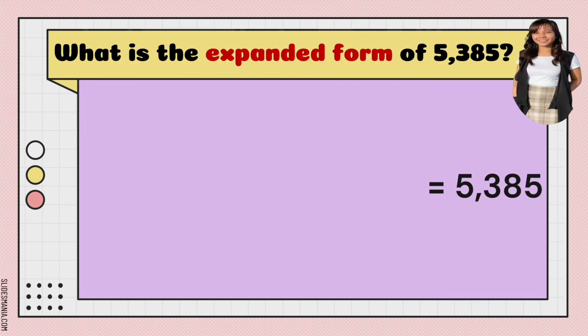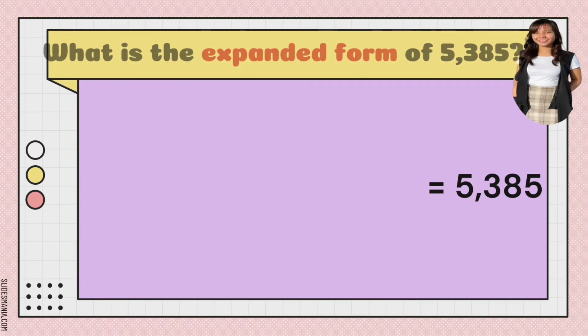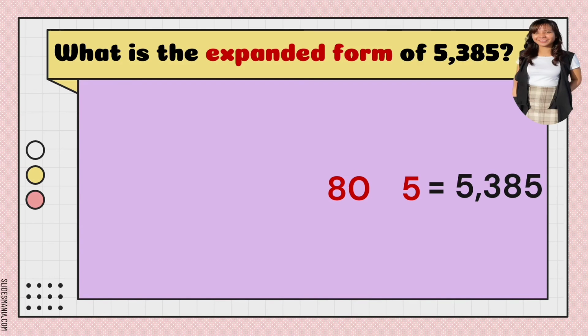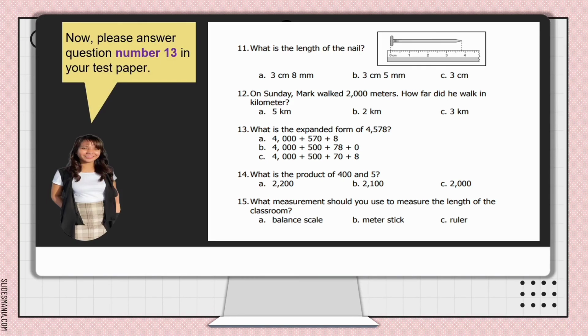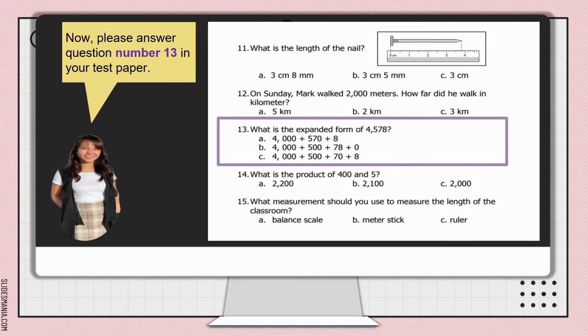Next, what is the expanded form of 5,385? Based on the place value of each digit, the expanded form is 5,000 + 300 + 80 + 5. Remember, 1 stands for ones, then tens, hundreds, thousands. Again, this is the expanded form. Now please answer question number 13 in your test paper. Don't forget to encircle the correct letter.